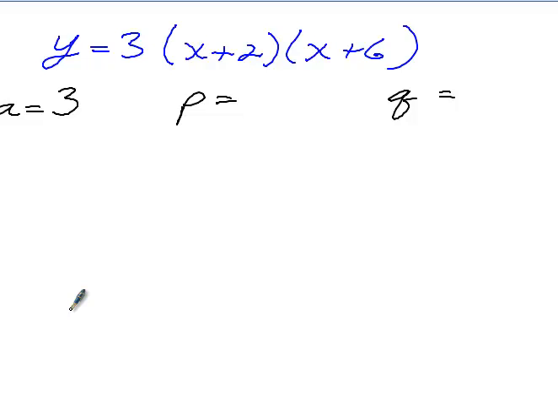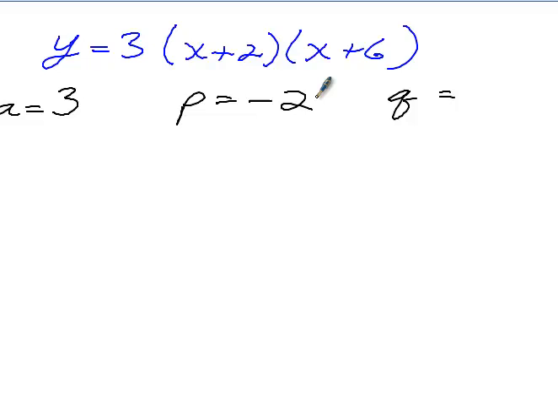Up. So does it have a minimum or a maximum? Minimum. All right. What's my P value? Negative 2. Remember, whenever the value is inside parentheses, when you pull it out, it has to change its sign. Everybody okay with that? Yes, no?